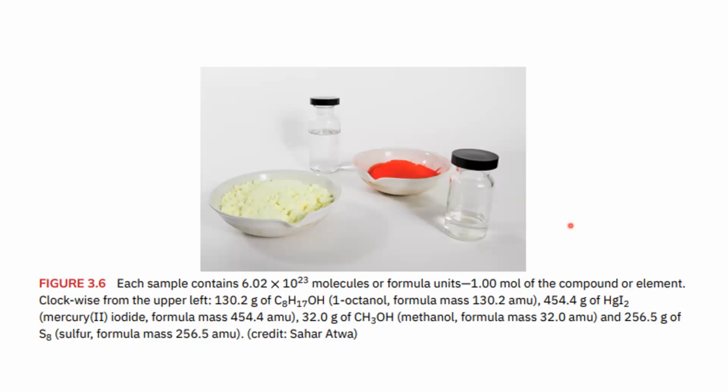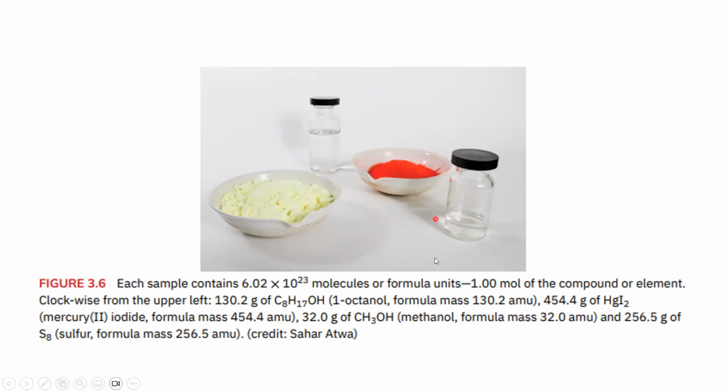So again, looking at the image here, we've got samples of octanol, C8H17OH, mercury(II) iodide, HgI2, methanol, CH3OH, and then sulfur, S8. And in each case, we've got 1 mole of this substance. So we've got 1 mole of each of these substances. We've got 6.02 times 10 to the 23rd molecules of each of these substances.